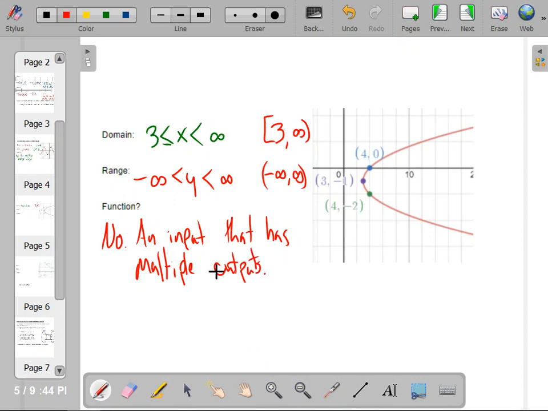And you want to be more specific than that as well. We're going to say 4 has 2 outputs. It maps to both 0 and -2. And no input can have multiple outputs. If you ever find an example, then it is not a function.